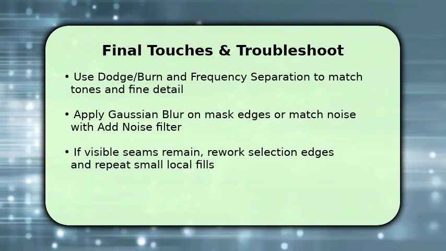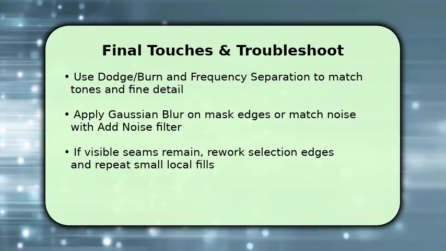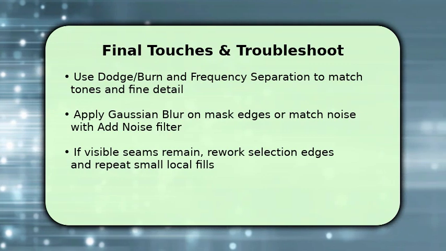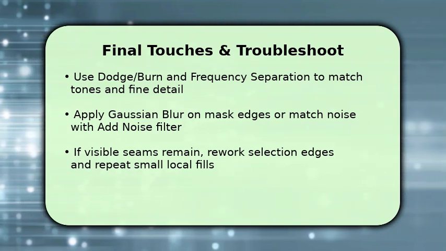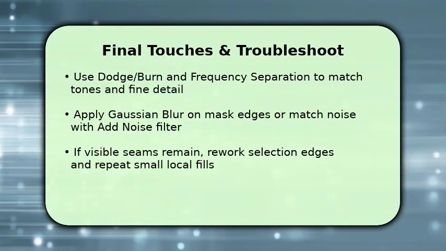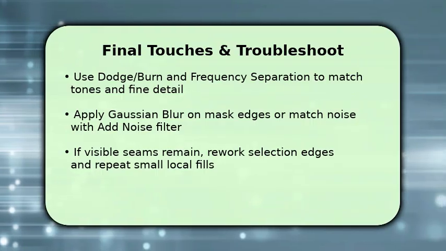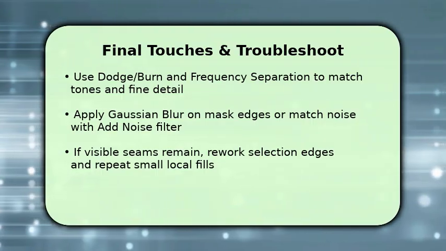Finish by matching tones and fine detail so the fix disappears. You can use dodge and burn lightly or apply frequency separation to independently correct color and texture. If edges look sharp, blur the layer mask slightly or add match noise with the Add Noise filter to unify grain. If you still see seams, rework the selection edges and repeat targeted content-aware or healing passes, sampling closer pixels.